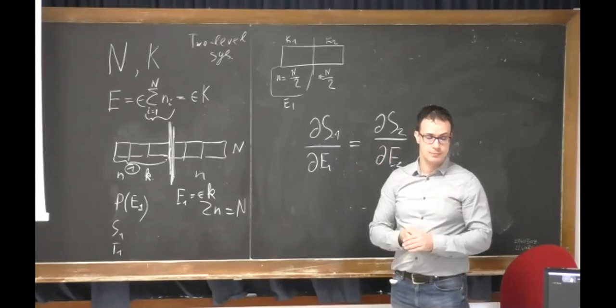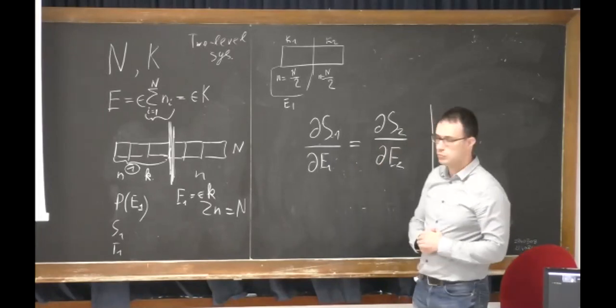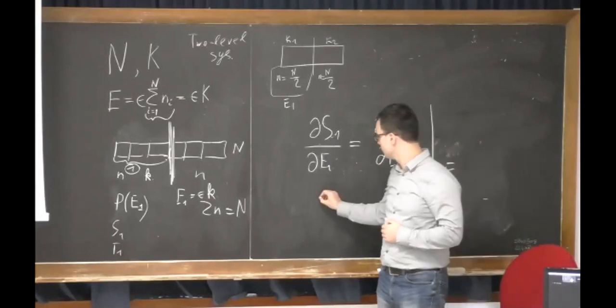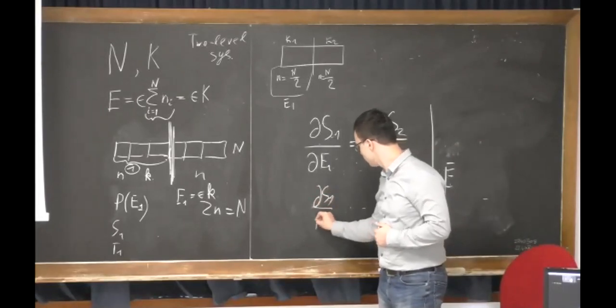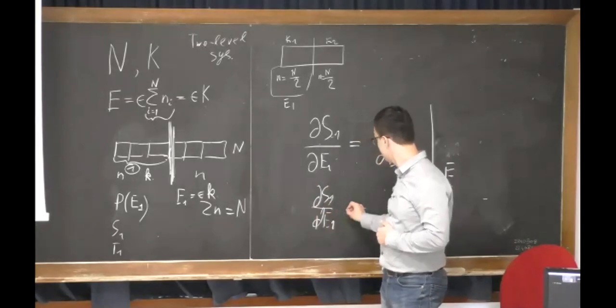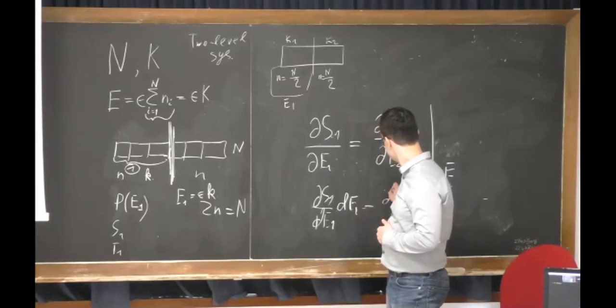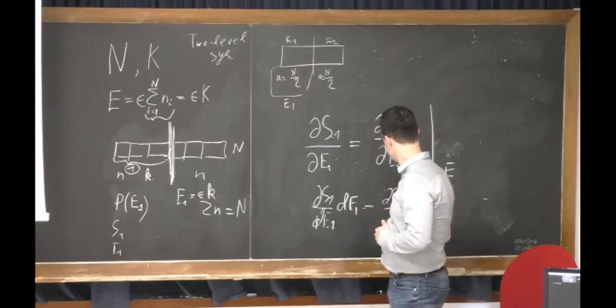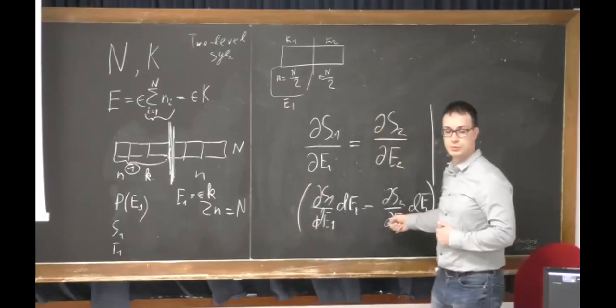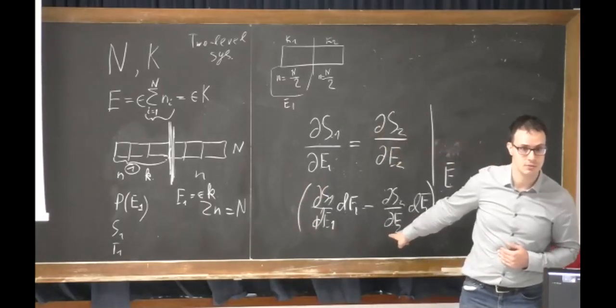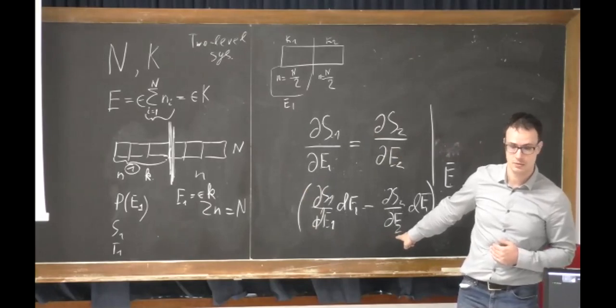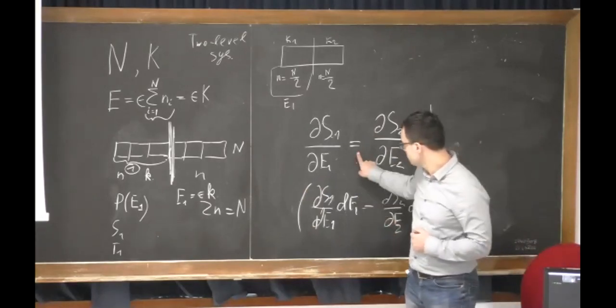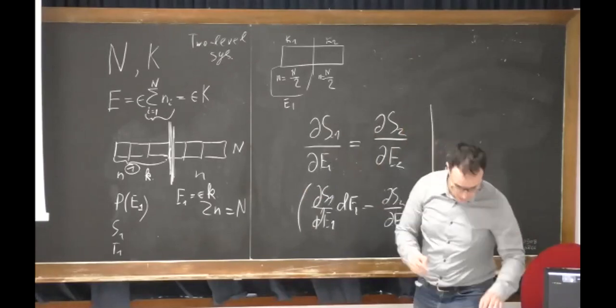So do we equate this to 0? No. The condition was that dS1 over dE1 minus dS2 over dE1 equals 0. That's what we derived in the class. That was the condition that maximized the number of states. So this must be just equal, okay?